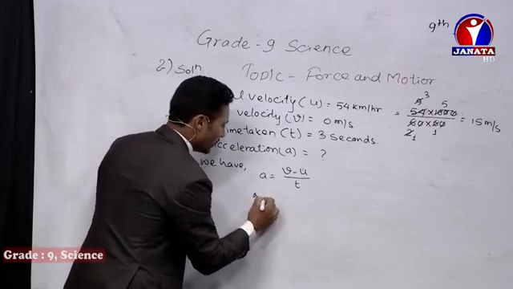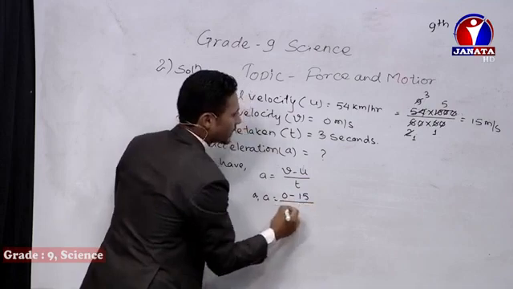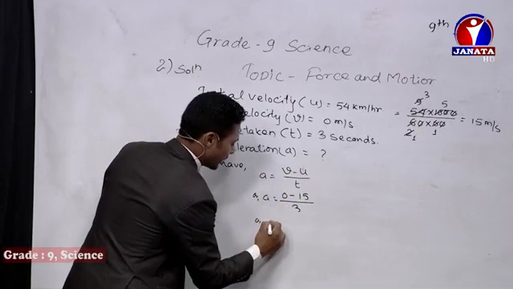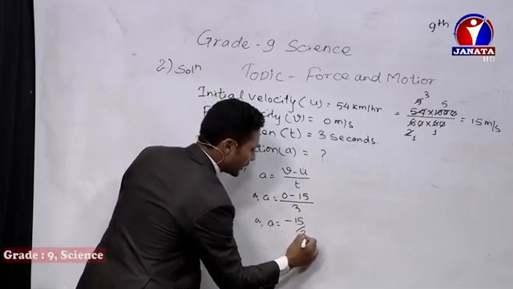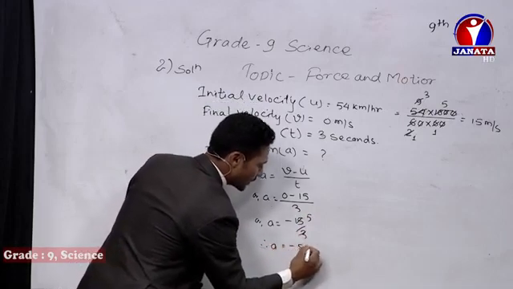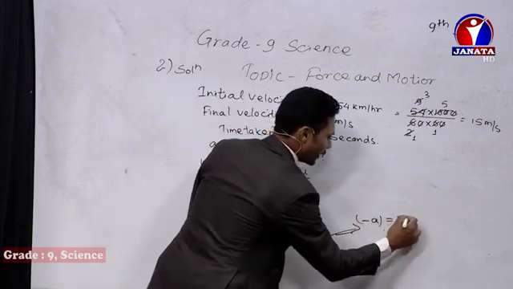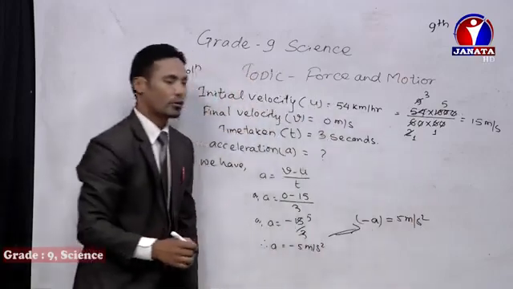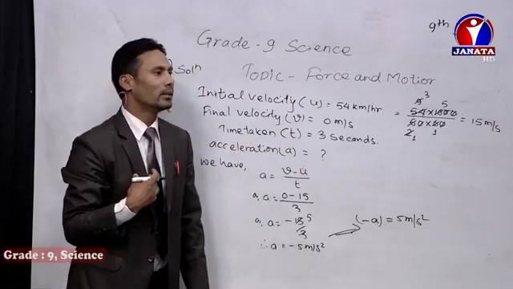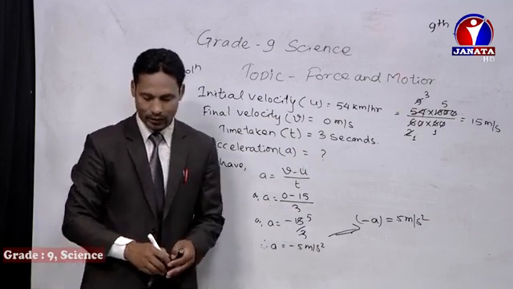So let's put the values. a equals to, v is 0, u is 15, time is 3 seconds, right? That means acceleration equals to minus 15 by 3, that is 5. Therefore acceleration equals to minus 5 meter per second square. That means we'll write minus a equals to 5 meter per second square. So the retardation equals to 5 meter per second square. In this way we can solve this kind of numerical problem also.